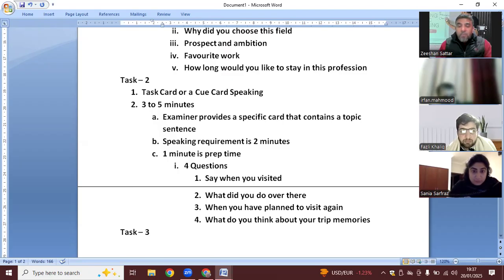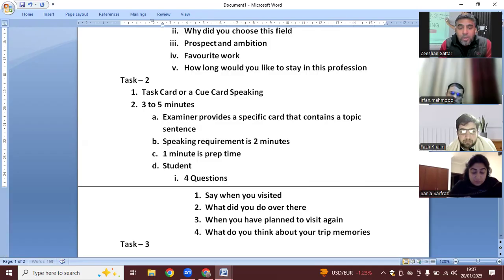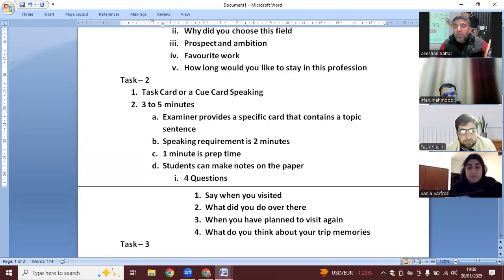In that 1 minute, students can make notes on a piece of paper. Students can write about the topic. They can make their notes, and while speaking they can carry their notes in their hands. They can carry that paper in their hand. Even they can look at that paper during the exam, even again and again, but we should try to maintain good eye contact with the examiner as well. So 1 minute is the prep time, and then there is a 2 minute speech.